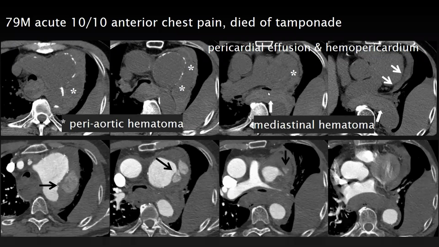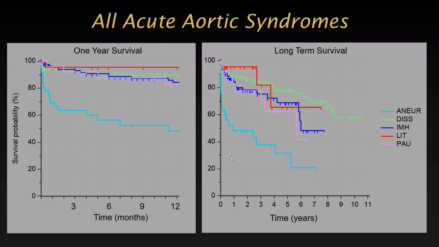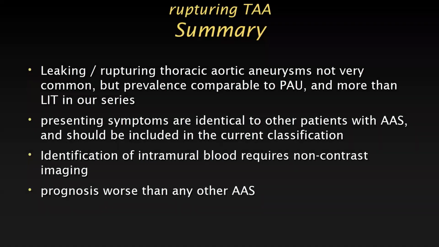Here, a more dramatic case, also an ascending aneurysm with active extravasation out of this aneurysm into the peri-aortic space and a gigantic mediastinal hematoma. So not surprisingly, these patients do not have a very good prognosis. And also, when we looked at the long-term outcomes of our patients with acute aortic syndromes, you can clearly see the outliers, the ruptured aneurysms. They not unexpectedly have very poor survival.